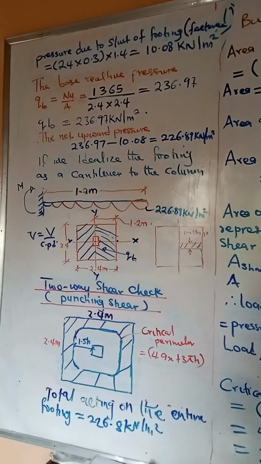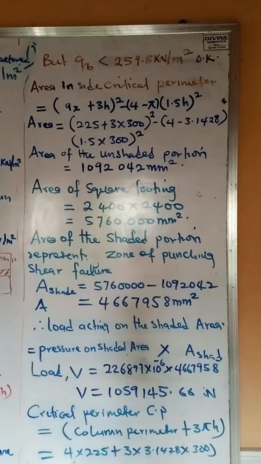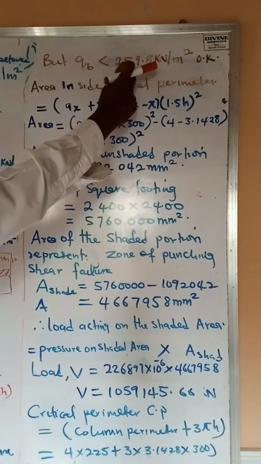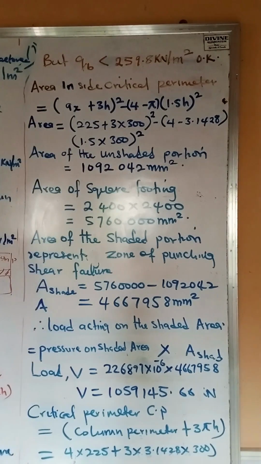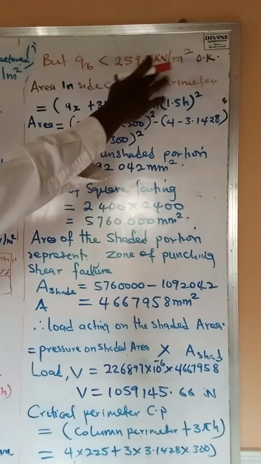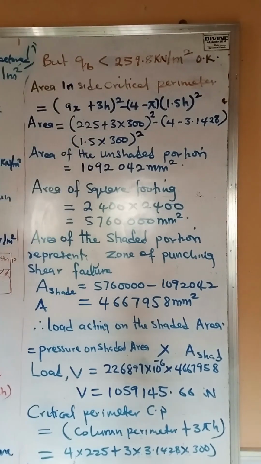I haven't gotten the total force acting on the entire footing. Let's go over and determine the shaded area of this shape. The total force acting on the footing, we have it to be 228.8 kilonewton per meter square. Let's call that force QB. That force is lesser than 259.8 kilonewton per meter square, which is the force representing the bearing stress or bearing pressure of the soil. So since it is lesser than the ultimate bearing pressure of the soil, it means that requirement is okay.